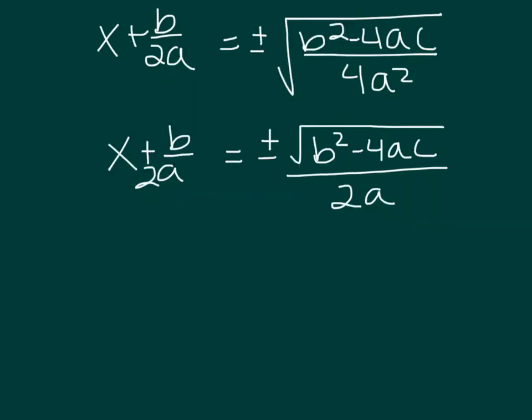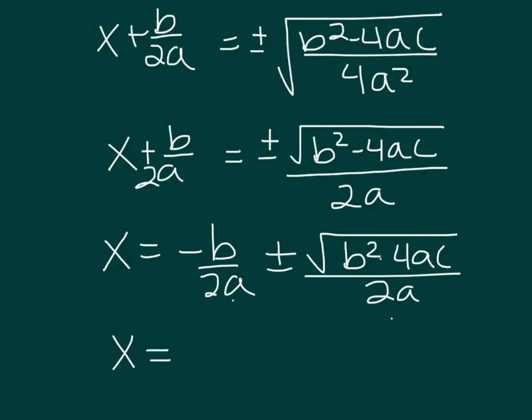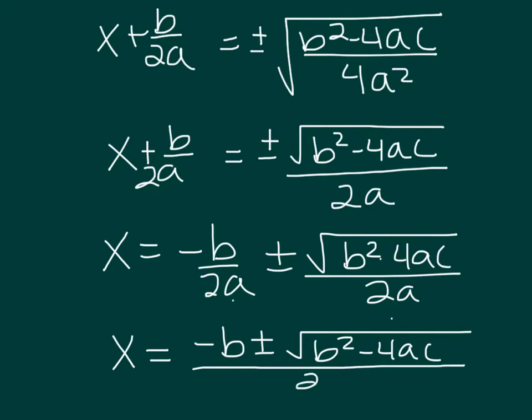So I want to get x by itself. I need to subtract b over 2a. So negative b over 2a plus or minus the square root of b squared minus 4ac all over 2a. And since we have a common denominator, I'm going to put it all together. And I've got negative b plus or minus the square root of b squared minus 4ac all over 2a. That looks vaguely familiar. I think I've seen that before somewhere.